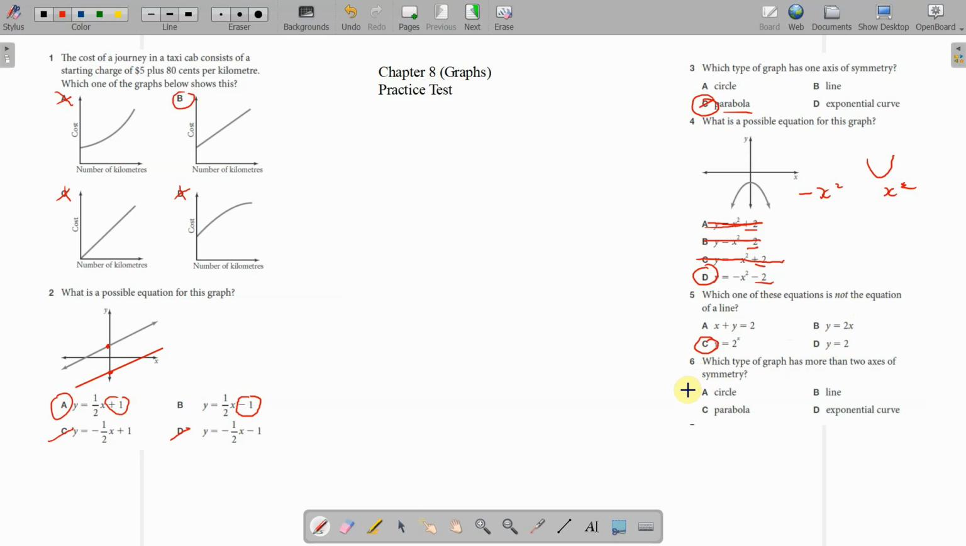Question 6. Which type of graph has more than two axes of symmetry? Circle does. Parabola's only got one. A parabola has one axis of symmetry, even though it's that way. One axis of symmetry. Parabola has one line, and the exponential curve doesn't have any axis of symmetry. So it's a circle.